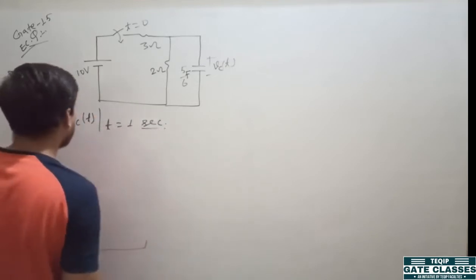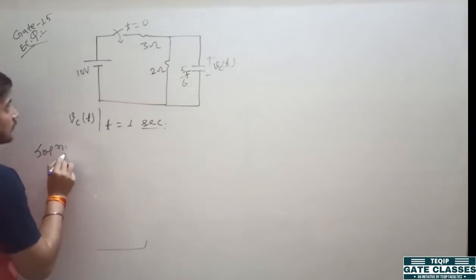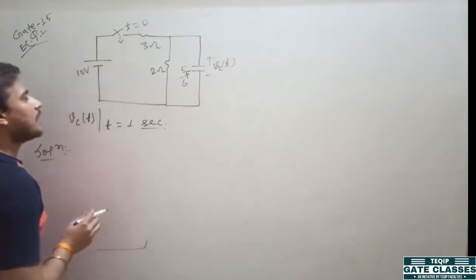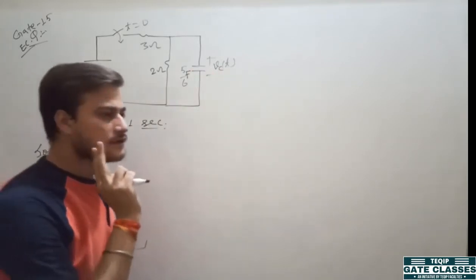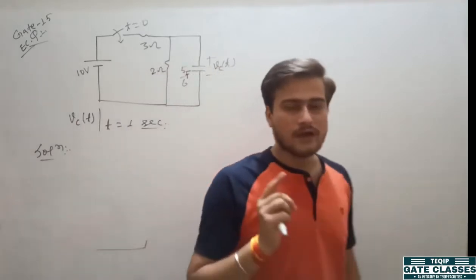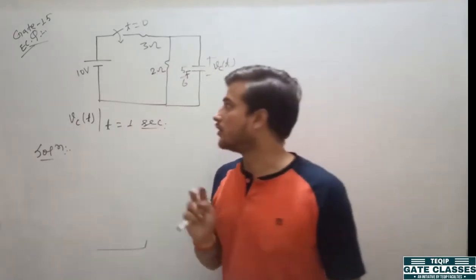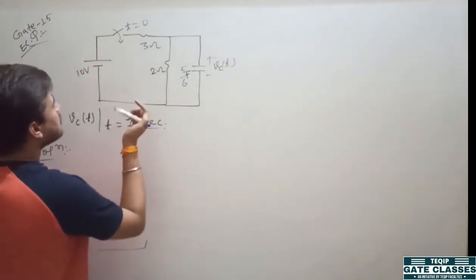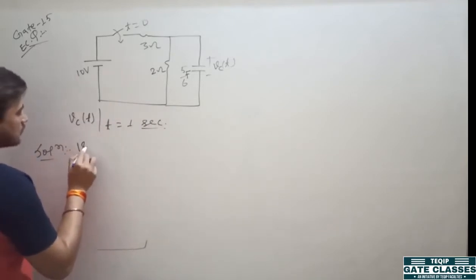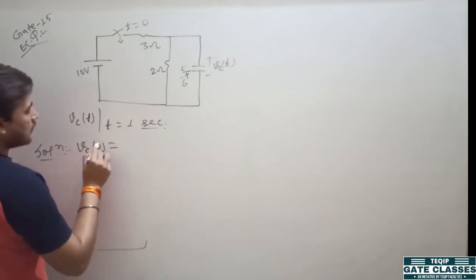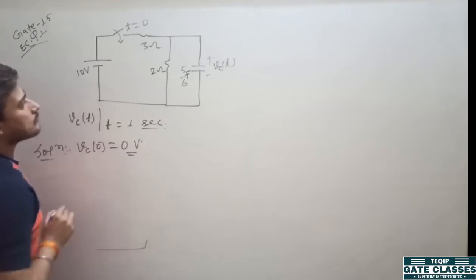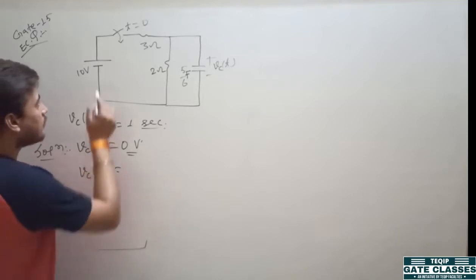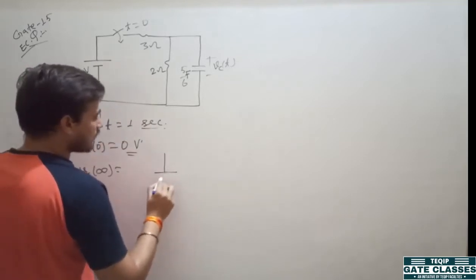So let us see how to find it, come to the solution. When the switch is closed, we have to write the expression for VC(t). To write it, you require only three terms: V0, V infinity and time constant tau. For V0, the switch was open, so VC(0) will be equal to 0 volt. Now for VC infinity, the circuit will be like this one.